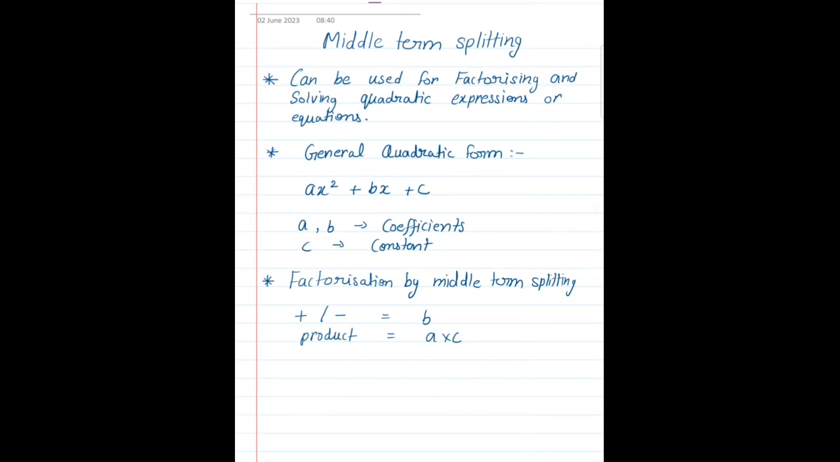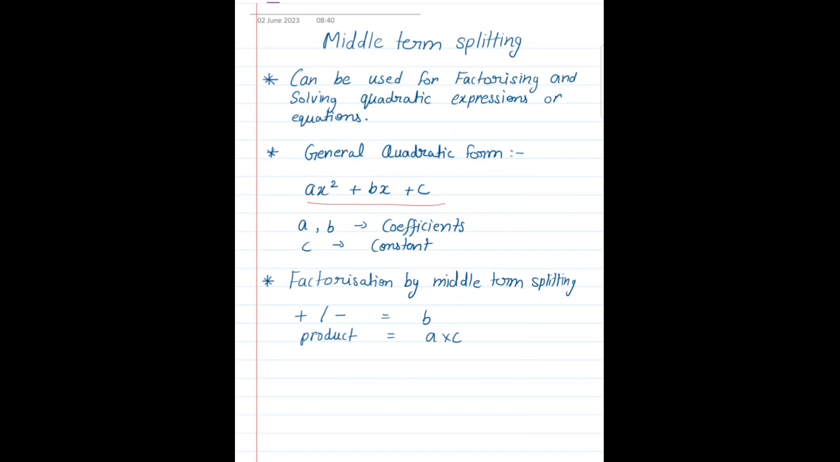This is the general form of a quadratic expression, which is ax square plus bx plus c, where a and b are coefficients as they are being multiplied with some variable, and c is a constant term as it does not have any variable attached to it.